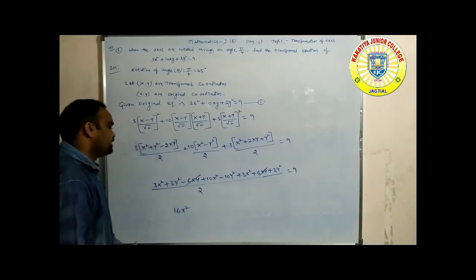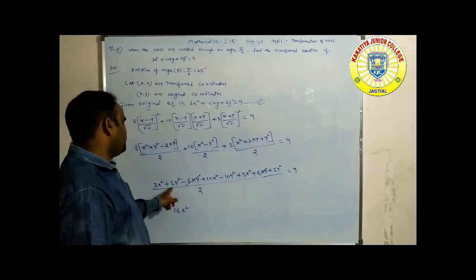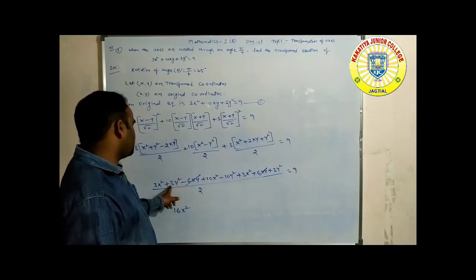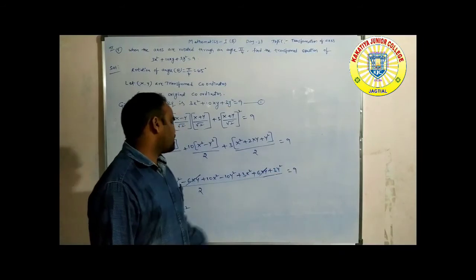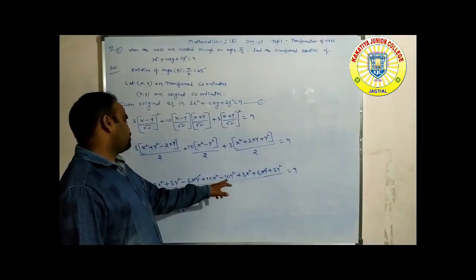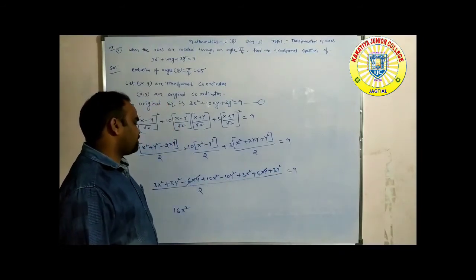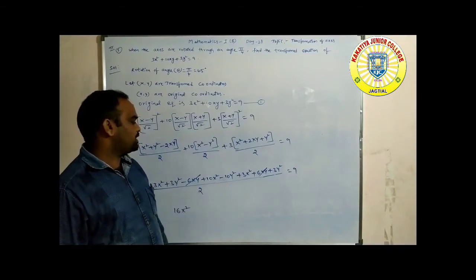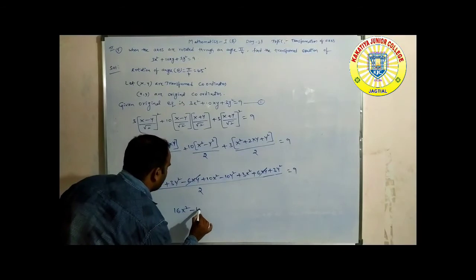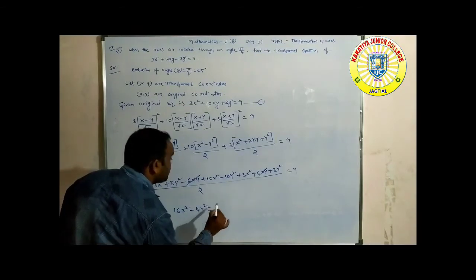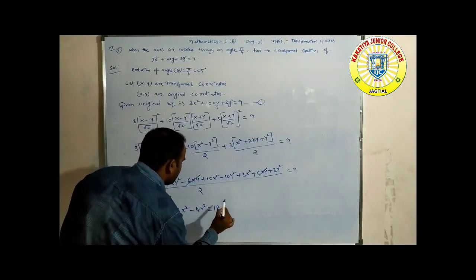16x square. Next, y square terms: 3y square plus 3y square, what is the value? 6y square. 6y square minus 10y square. What is the value? Minus 4y square is equal to 2 into 9, 18.